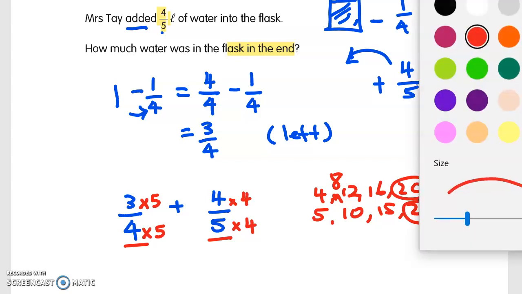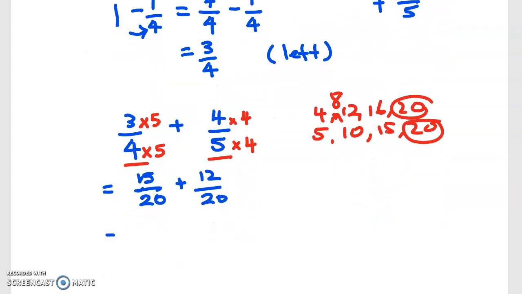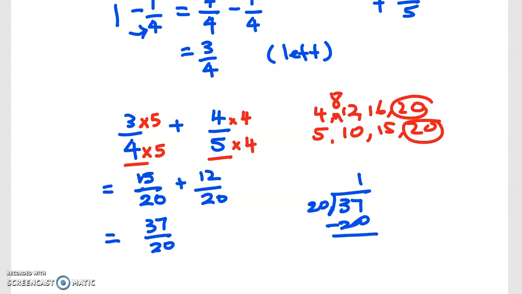So the like fractions will be 15 out of 20 plus 12 out of 20. That will be a total of 37 out of 20. This is an improper fraction, so we need to make it into a mixed number. To do that, we have to divide it. And you will get 1 whole. This is a 1 whole. The remainder is the numerator, 17 out of 20.